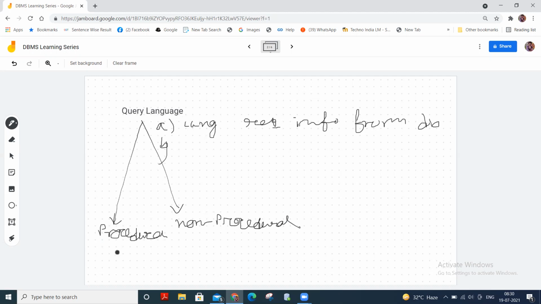And what do we do in procedural query language? In procedural query language, the user mainly instructs the system to do a sequence of operations on the database to compute the desired result. But in the case of non-procedural query language, the user mainly describes the desired information without giving a specific procedure for obtaining that information. So these are the basic differences between procedural and non-procedural query language.